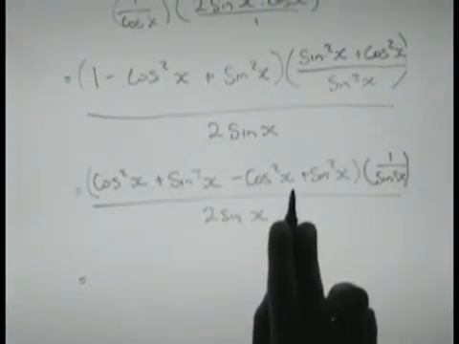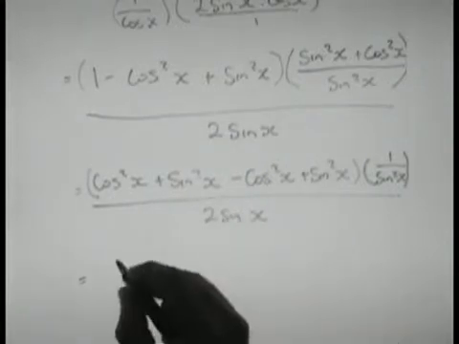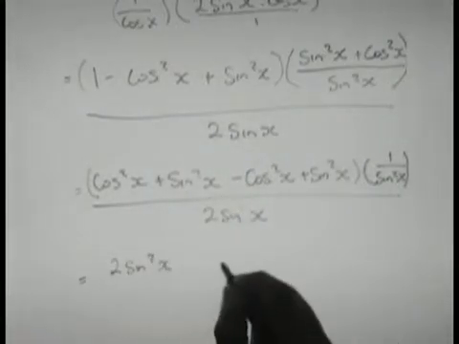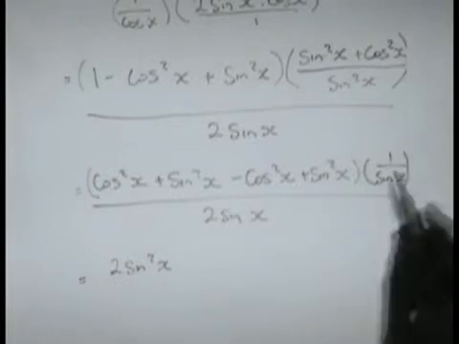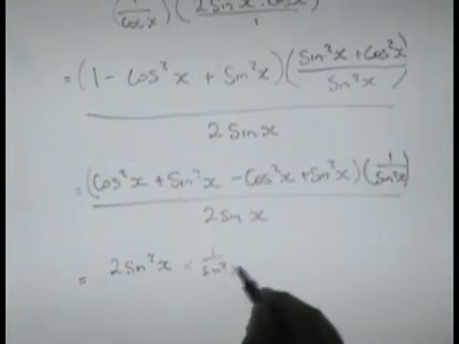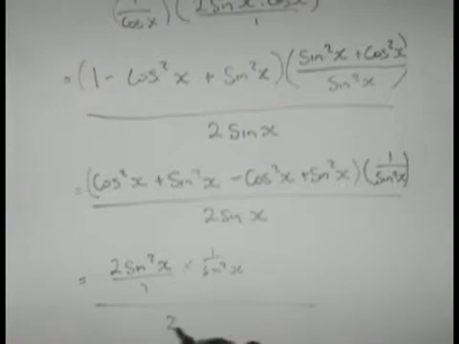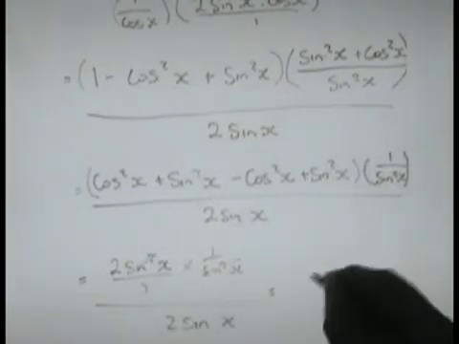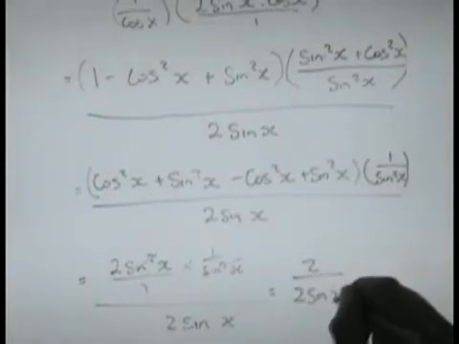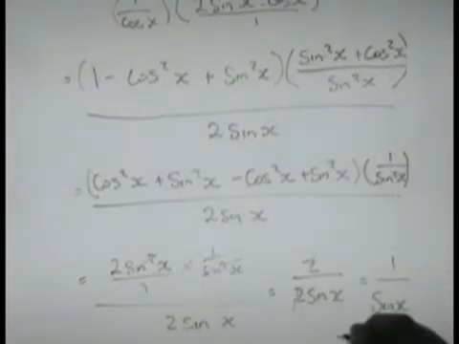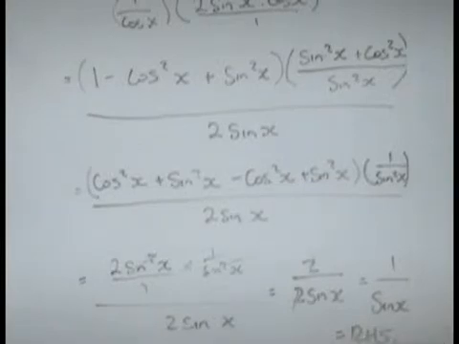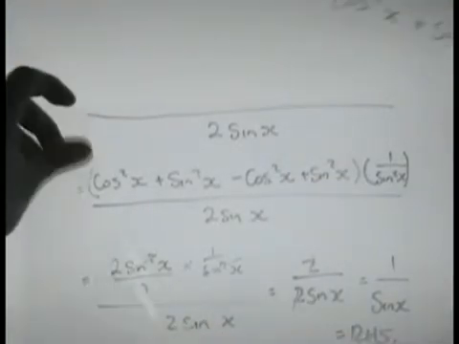Cos squared x minus cos squared x cancels each other out. Sine squared x plus sine squared x is equal to 2 sine squared x, multiplied by 1 over sine squared x. Look at this, times by 1 over sine squared x. That's over 1, isn't it? We've still got it all over 2 sine x. Wouldn't that and that cancel to give us an answer of 2 over 2 sine x? Common factor of 2, which leaves us with 1 over sine x, which is equal to the right hand side, which is exactly where we were headed.